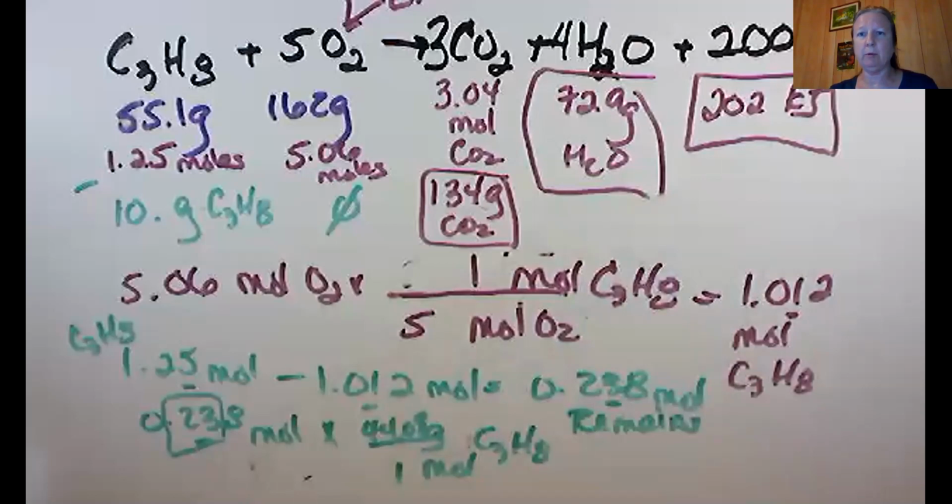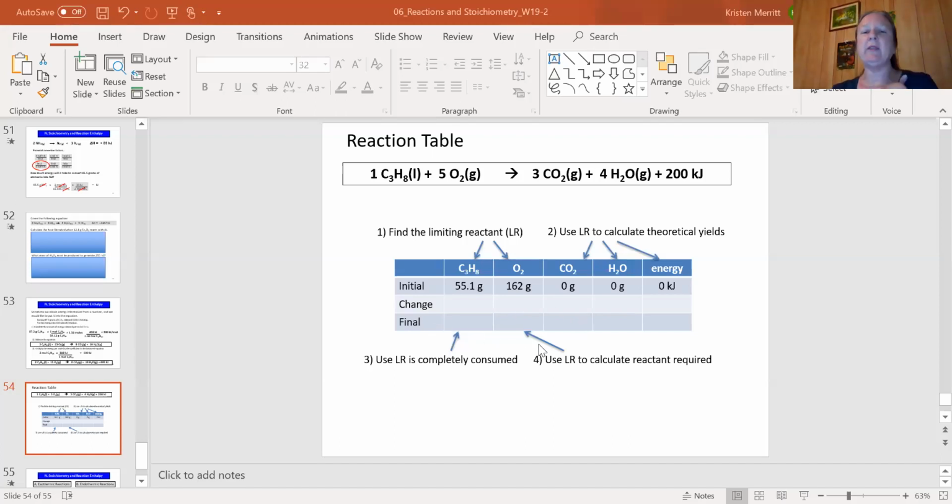Let's go back and look at that table. So under final, at the end of the reaction, what's left? That's your 10 grams goes here. Yes, we had a sig fig change because of the subtraction step. Zero. We made 134 grams of CO2. We made 72.9 grams of water, and we released 202 kilojoules of energy. So that's how this table is filled out.